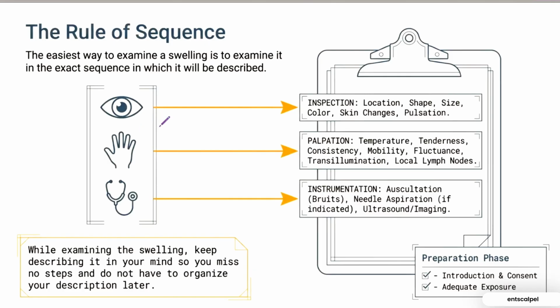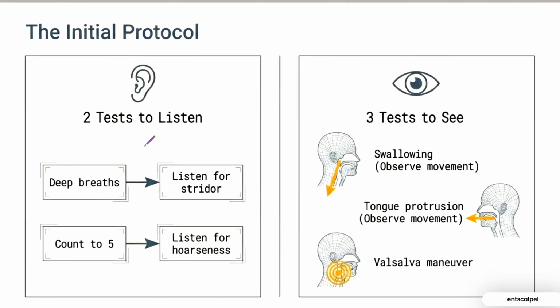I like that. And looking at the guidelines, this sequence starts before the doctor even lays a finger on the patient's skin. We are talking about the pre-flight checklist. The text emphasizes the introduction, getting consent, ensuring proper exposure of the neck area. From there, I would have assumed the doctor just starts feeling the lump. Most people would. But instead, the protocol dictates very specific tests for the eyes and the ears first. It highlights literally 2 tests to listen and 3 tests to see.